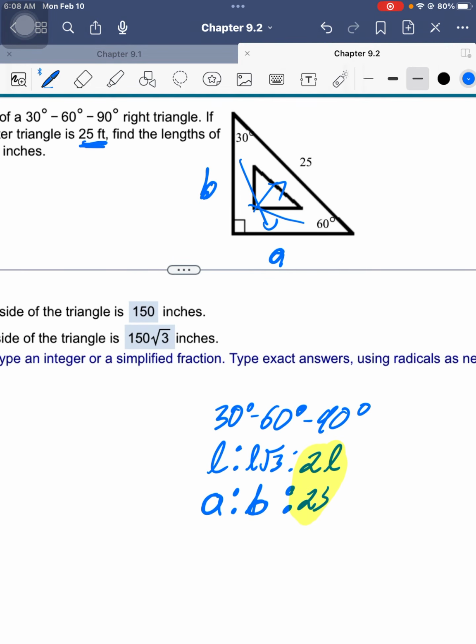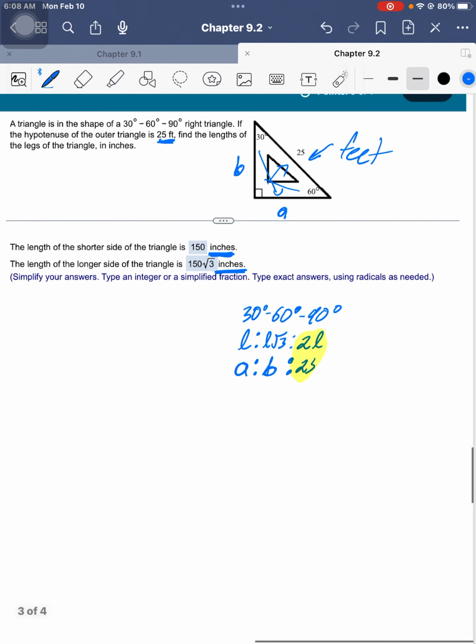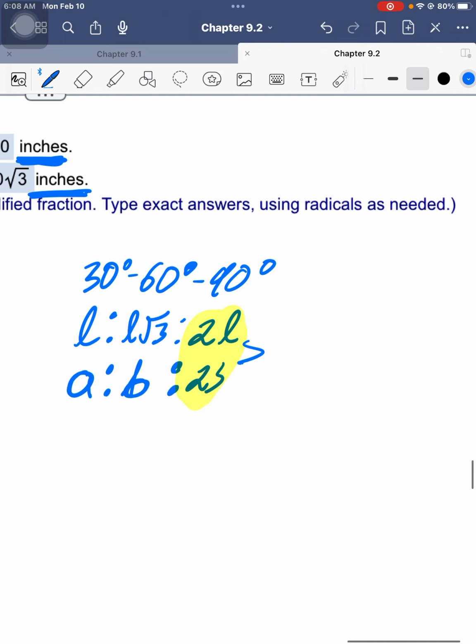Oh, okay, I see what's going on. This is in feet, guys. This is expressed in feet. But your answer is in inches. Wow, this one's tricky. Because I had to look, I was like, we're not going to get 150. So this will be what?